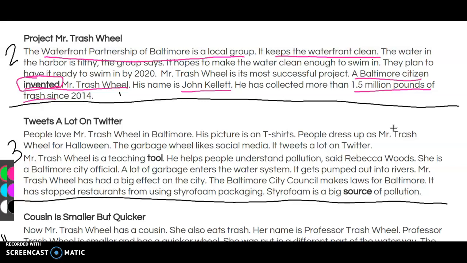All right, now we can underline our most repeated words. So we've already had waterfront, harbor, Baltimore, waterfront, clean water, Mr. Trash Wheel, Baltimore. Let's see, trash. Very good. Alrighty, let's go down to paragraph 3.